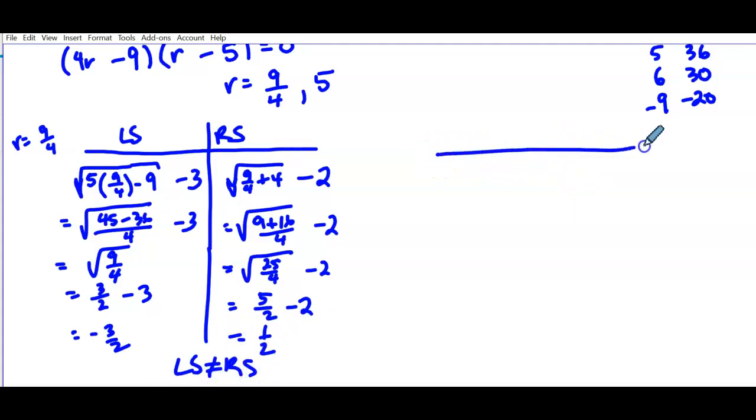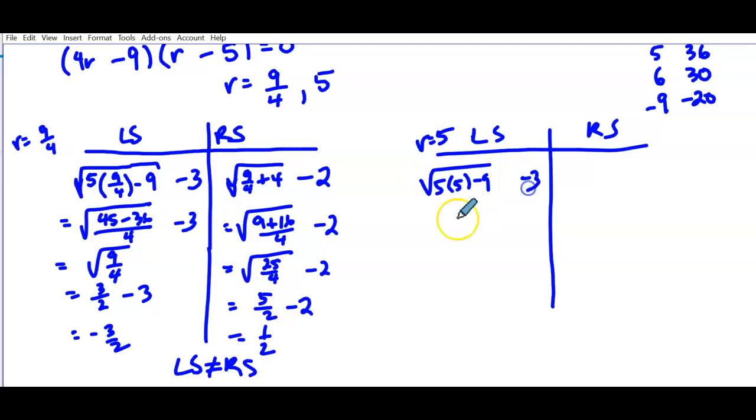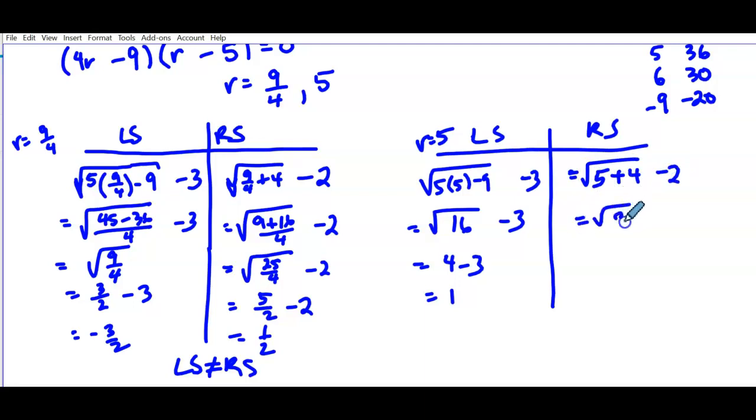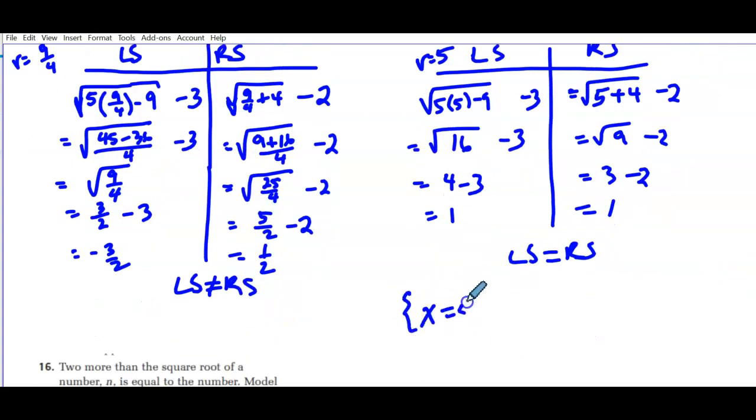Okay, so then we check on the next root. So r equals 5. And that's 5 times 5 minus 9 minus 3. 25 minus 9 is 16. So 4 minus 3 is 1. And then here we'll have 5 plus 4 minus 2, which is root 9 minus 2, which is 3 minus 2, which is 1. So 9/4 is extraneous. Your solution is x equals 5.